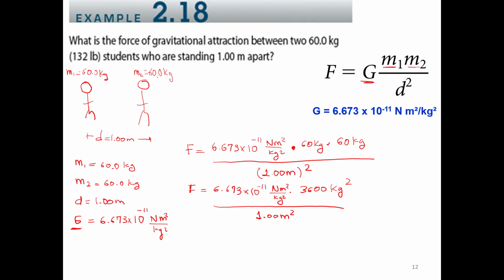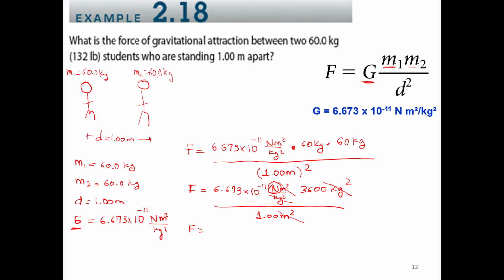Now let's see what happened with the units. These kilograms cancel out with these kilograms. This meter squared cancels out with this one. And now we can see the unit we have is newtons, which is consistent because it's a force, and this is the unit for a force.